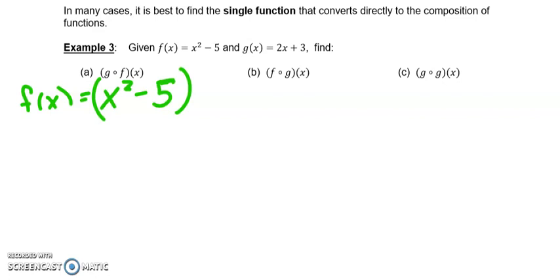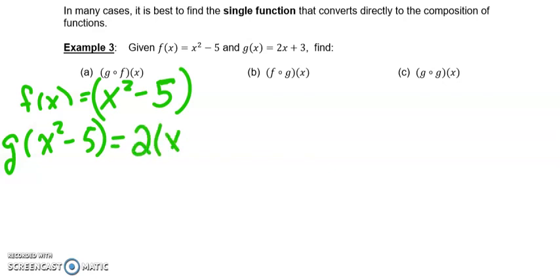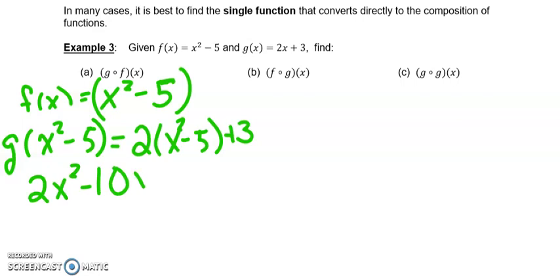Here we go. So that answer, just like I did before, the answer I got from that goes into G. So G of x squared minus 5 is going to be 2 times x squared minus 5 plus 3. So 2x squared minus 10 plus 3. Nothing to combine. Did I add an x for funsies? I think I did. This is just 10, right? And so then I get 2x squared minus 7.